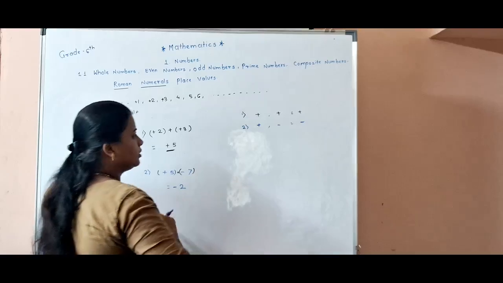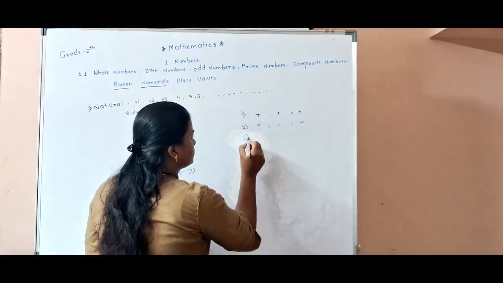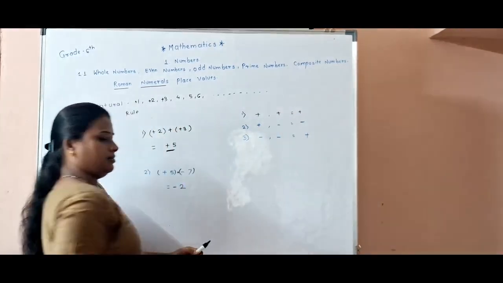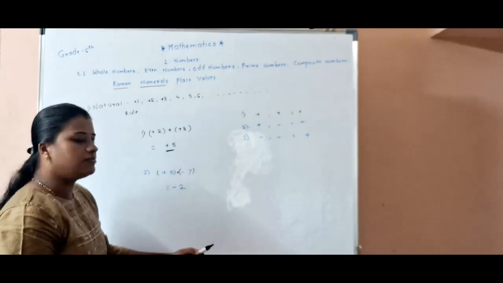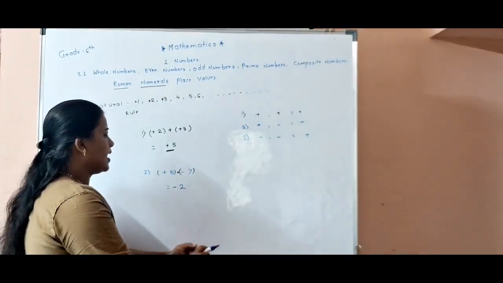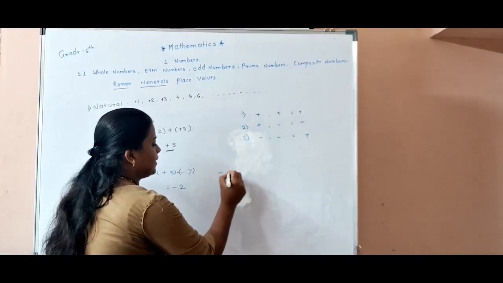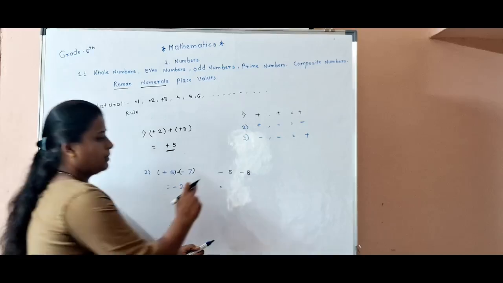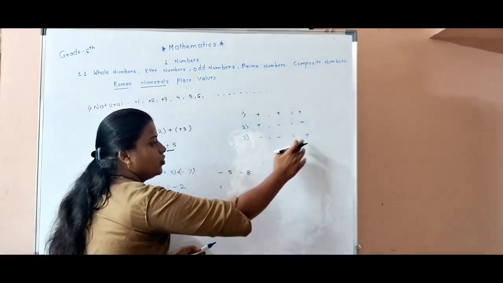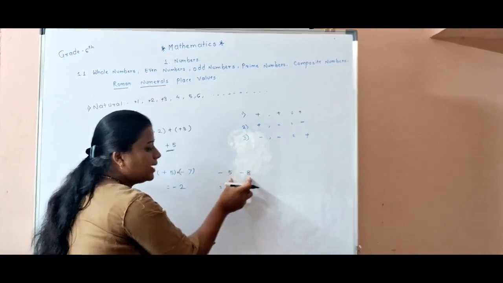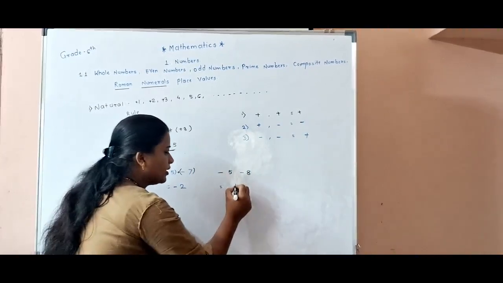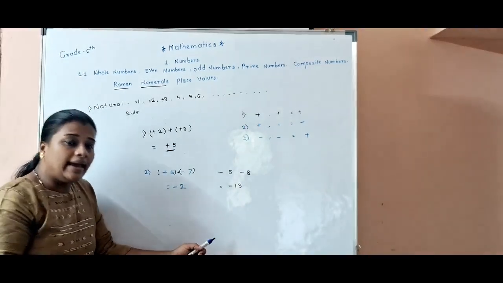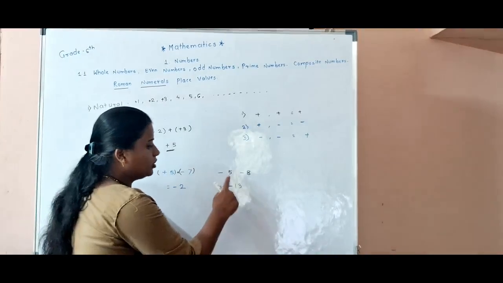Okay. Third rule is minus minus will be plus again. Minus minus will be plus. See how? Minus 5 minus 8. So minus minus will be plus. So do plus. 8 plus 5 will be 13 and give the sign of the bigger number, that is minus 8. Are you getting what I am telling you?